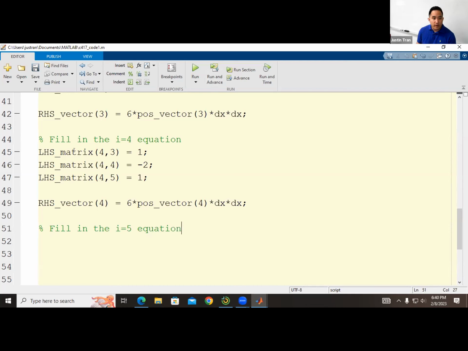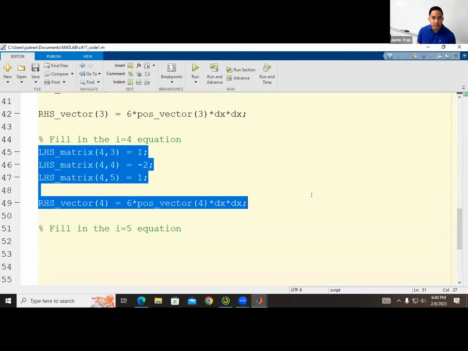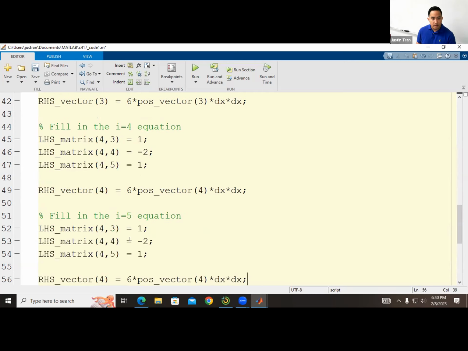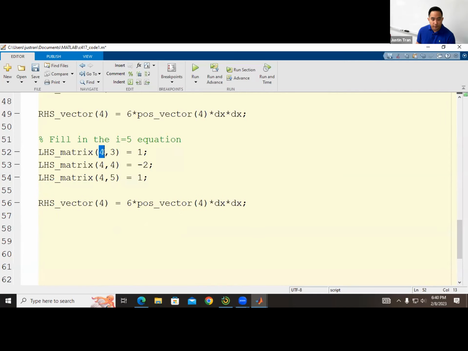And then I'm going to do the same thing for i equals 5. So I'm just going to copy, same thing. Okay. We're going to do 5, 5, 5, 4, 5, 6. And then 5. Okay.